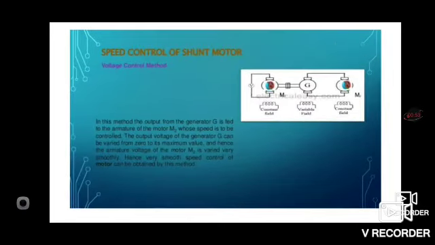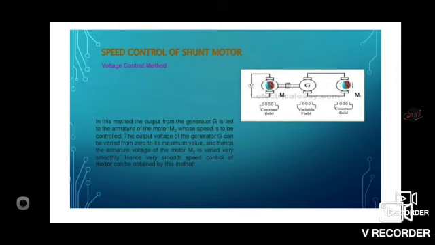Then the third method of speed control of shunt motor is voltage control method. In this method, the output from the generator G is fed to the armature of the motor M2, whose speed is to be controlled. The output voltage of the generator G can be varied from 0 to its maximum value, and hence the armature voltage of the motor M2 is varied very smoothly. Hence, very smooth speed control of motor can be obtained by this method.